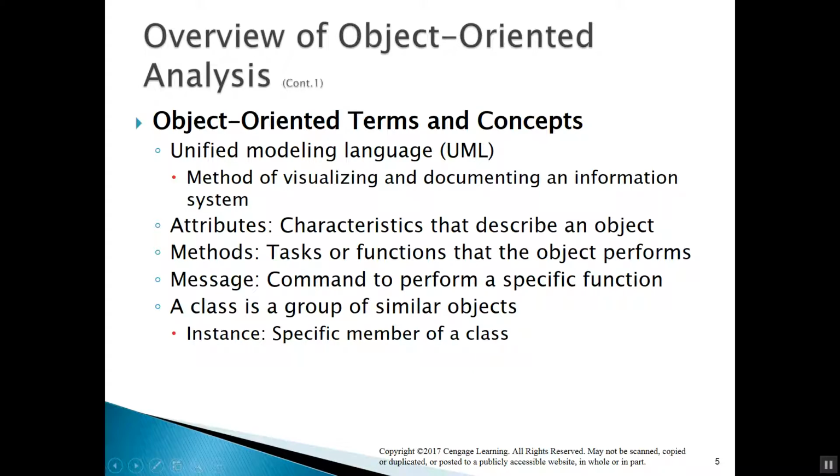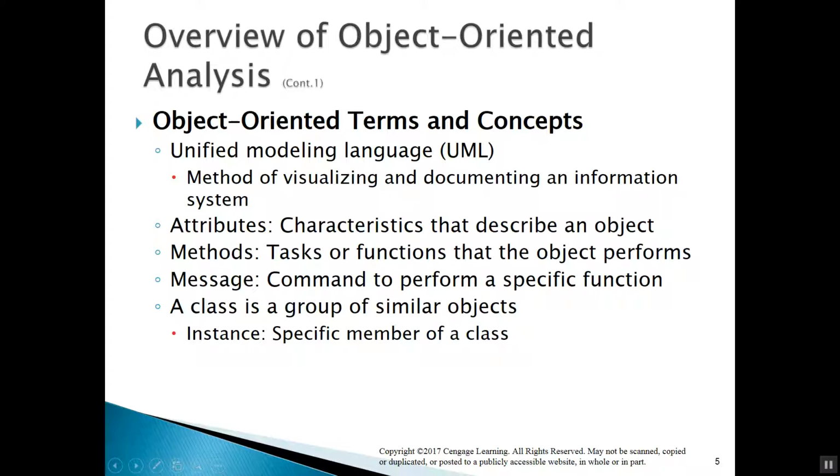So we've got a concept called Unified Modeling Language, and it's a method of visualizing and documenting an information system in object-oriented format or using object-oriented analysis. Now, things have, as I said, attributes and methods. Now, attributes, that's a characteristic, like age, height. It's a value. Methods are tasks or functionality that the object performs. Now, a message is a command to perform a specific function. So we send a message, or sometimes we call it invoking a method.